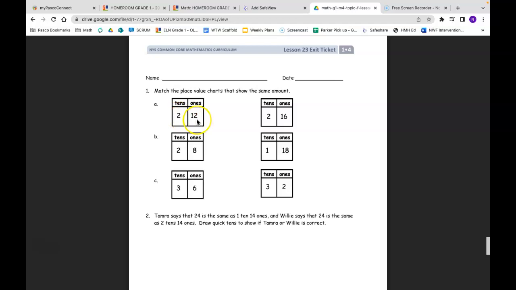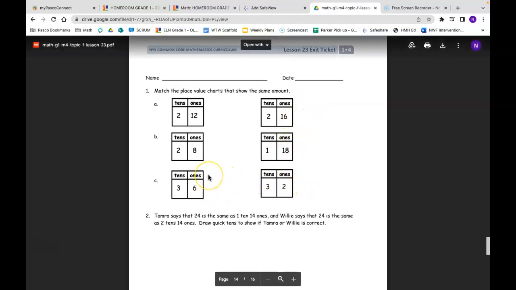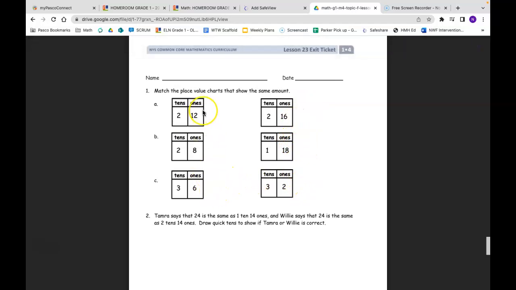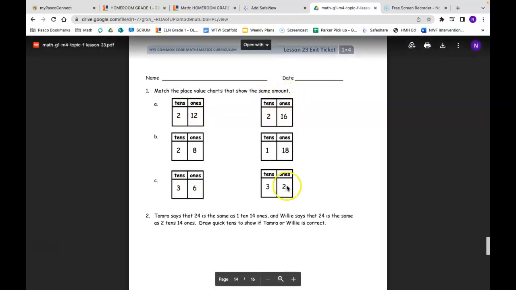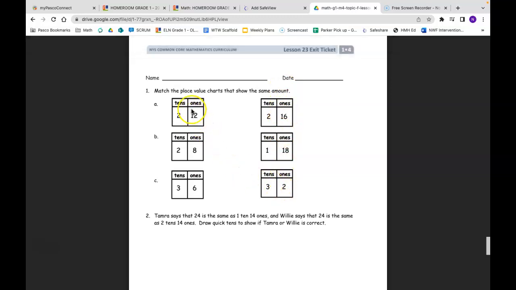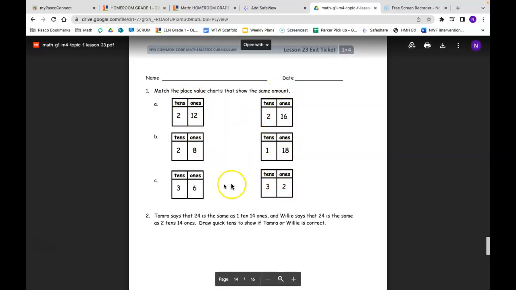So 2 10s and 12 ones. What number does that equal? I want you to write those numbers right here next to the place value chart. That's step number 1. Then you're going to match the place value charts over on the left that equal the same amount as the place value chart over here, okay? So you're going to just draw a line to the equal matches over here.